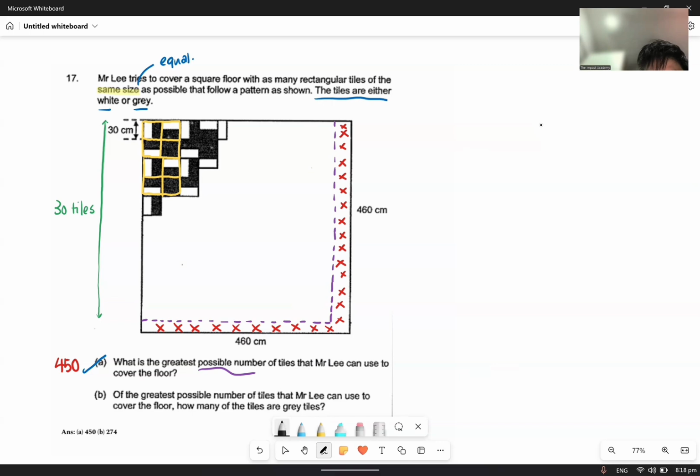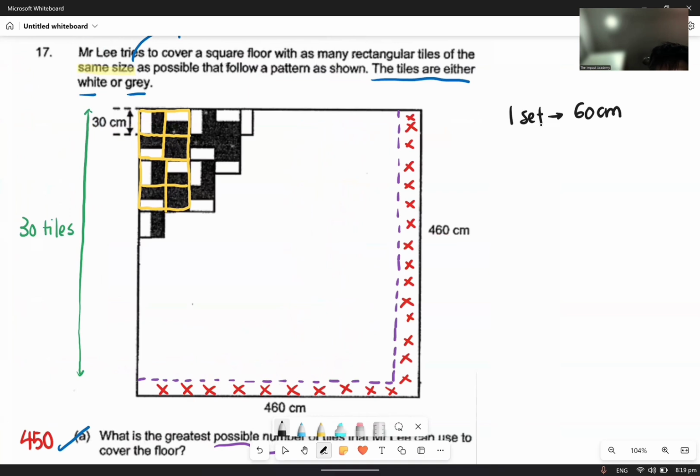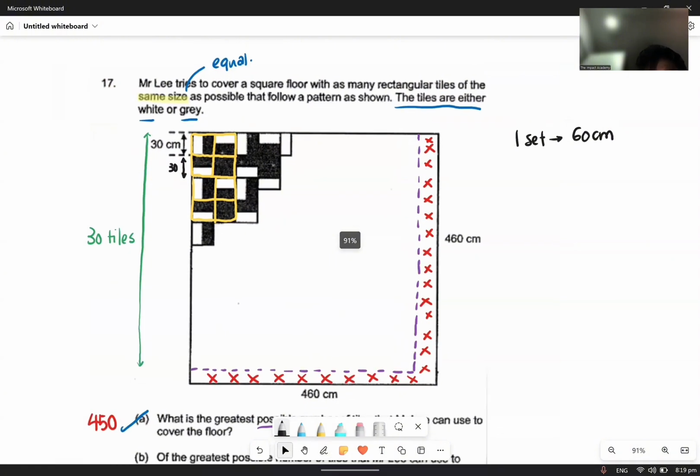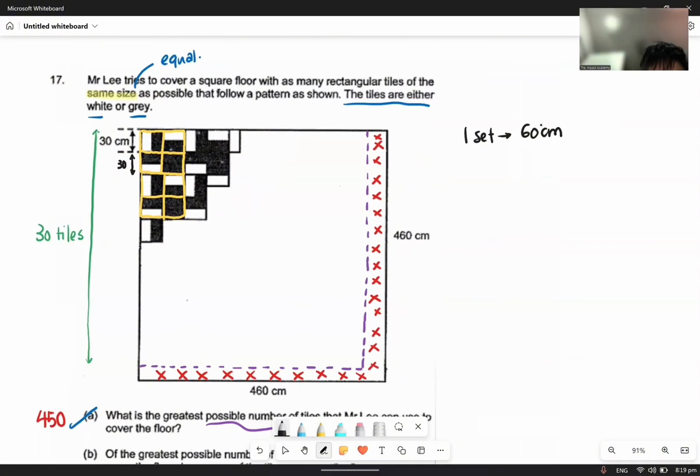In one set, okay, one set is in one window, okay? It is 60 cm. Why do I say 60 cm? Do you know why? Yeah, because 30 plus 30. Yeah, right, because I'm looking at one window already. You understand what I'm saying? Yeah. Okay, yeah, I can do this first. How many sets will I be able to achieve?